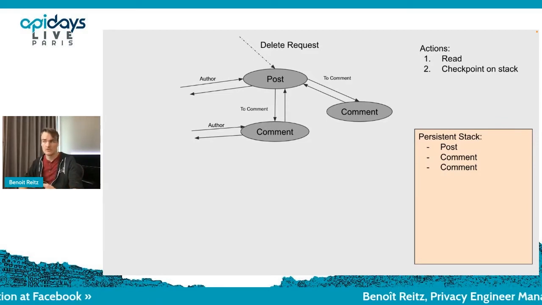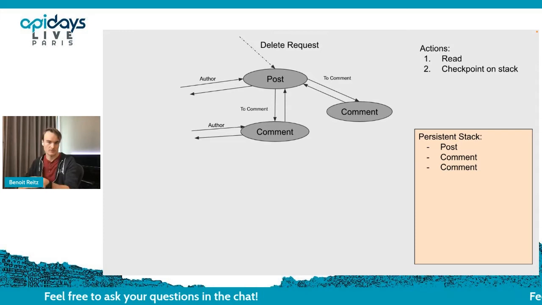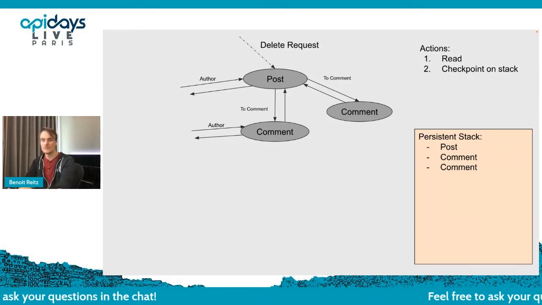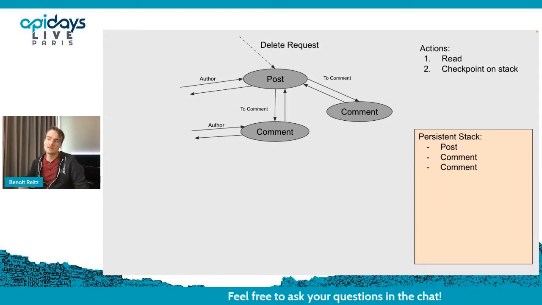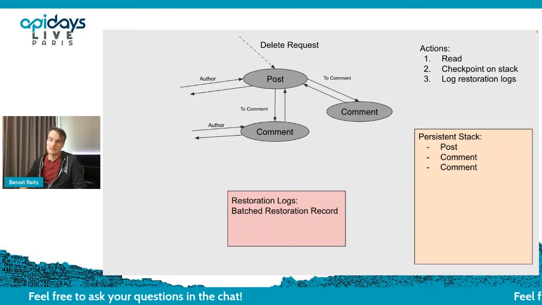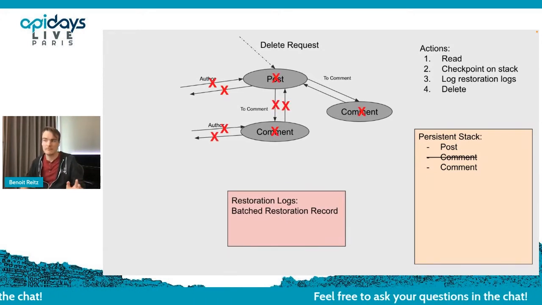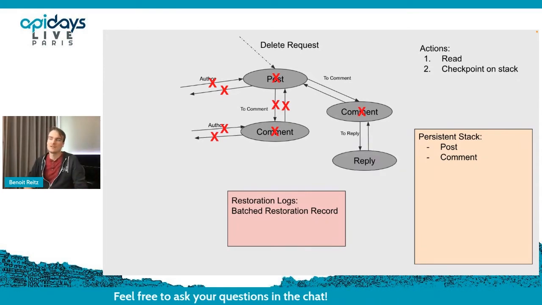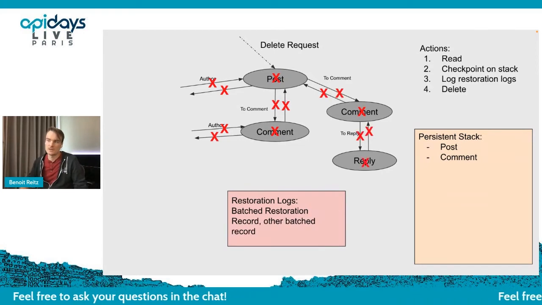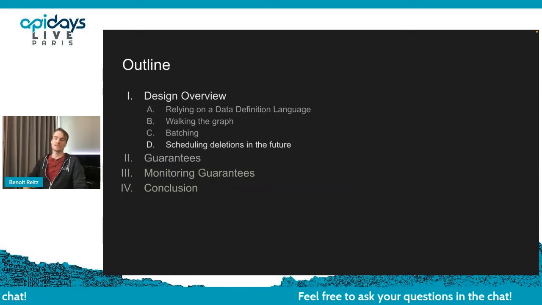Then we checkpoint everything on the stack. You might see here that the order of the nodes of the stack doesn't respect the DFS anymore, which again is fine because we know that those deleters don't care about ordering. This allows us to retry the deletion if any of the deletes fail. After that, we log the restoration logs in one much bigger record, delete everything at once. Some things might fail, in which case the deletion bails and then restarts, and then pop everything and keep on going. And that's basically how we can go much, much faster than we would otherwise.